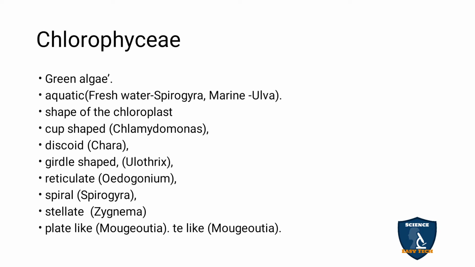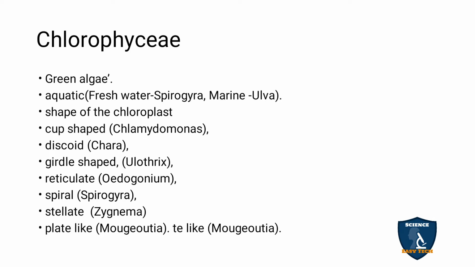So the classes are Xanthophyceae, Chrysophyceae, Bacillariophyceae, Cryptophyceae, Dinophyceae, Chloromonadineae, Euglenophyceae, Phaeophyceae, Rhodophyceae, Cyanophyceae, and Chlorophyceae, which is called green algae.